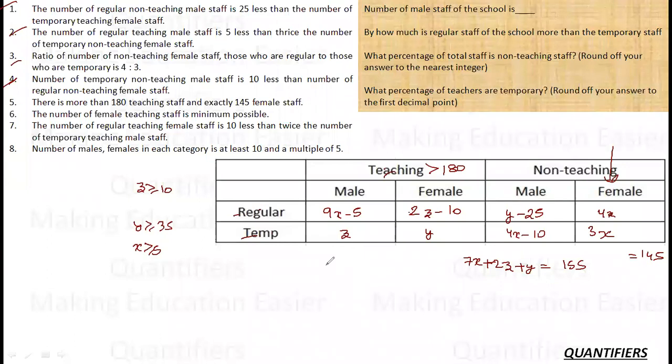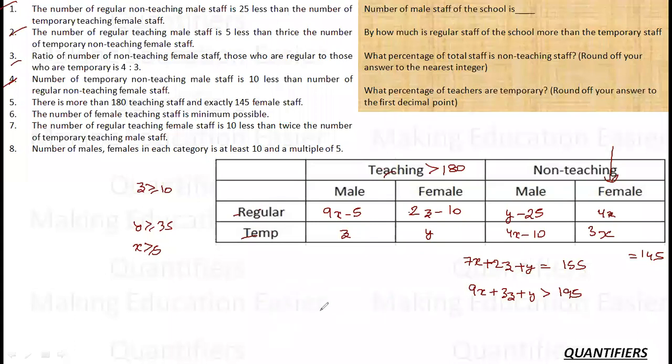Second equation. The second equation is teaching staff greater than 180, which means 9x minus 5 plus 2z minus 10 plus z plus y is greater than 180, which means 9x plus 3z plus y is greater than 195. So this is the second equation.